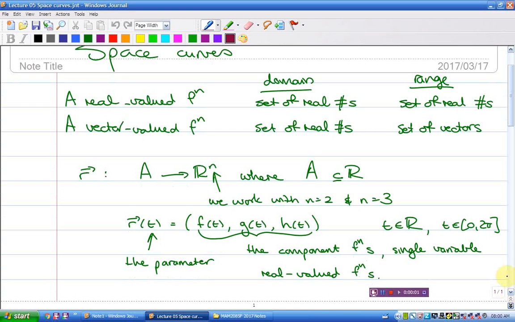Friday. Those are the notes that we made on Friday. A space curve is a curve that exists in a three-dimensional space.